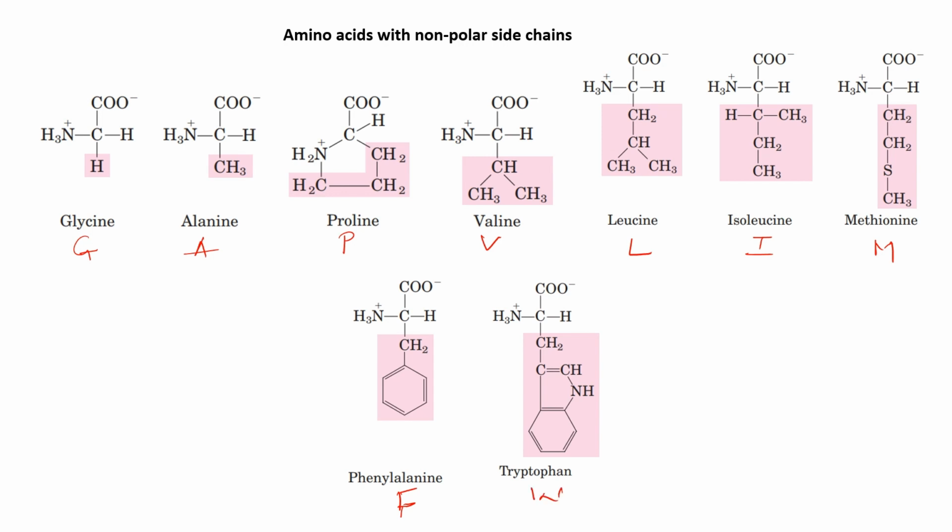So these are the list of amino acids with non-polar side chains. Non-polar side chains means they are hydrophobic in nature. These are hydrophobic amino acids. Now, what is the importance of hydrophobic amino acids? They are mainly found in the interior of the protein.